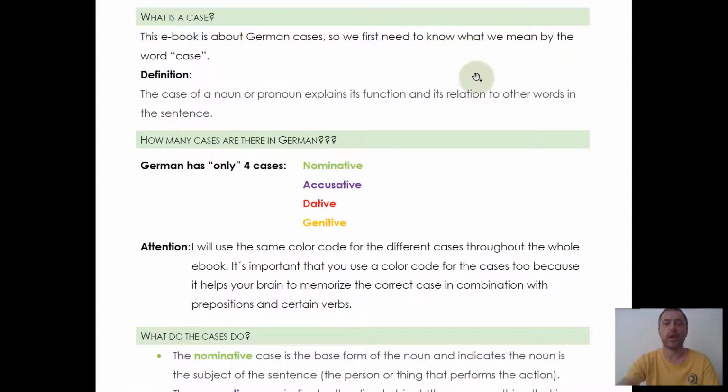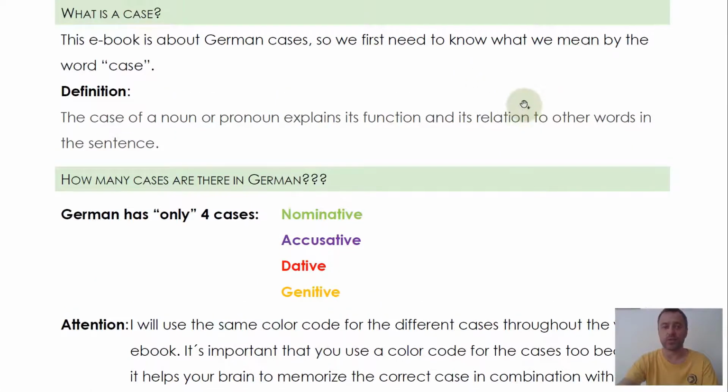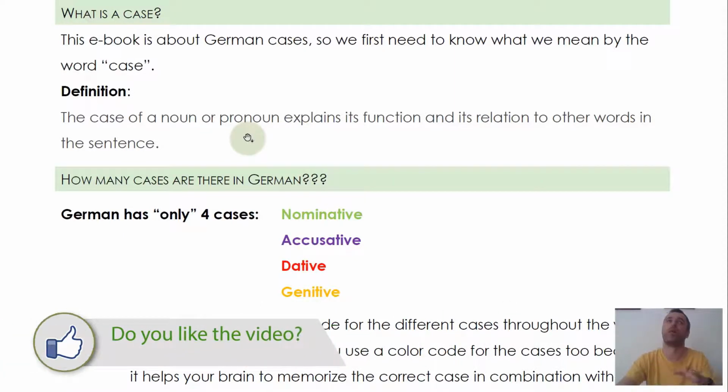First of all, cases do exist in English too, but you get it explained a little bit differently there. The pure definition is: the case of a noun or a pronoun explains its function and its relation to other words in the sentence. So with a case, we can do stuff that we usually do with prepositions too, like describe how one part of the sentence or one word is related to another word.